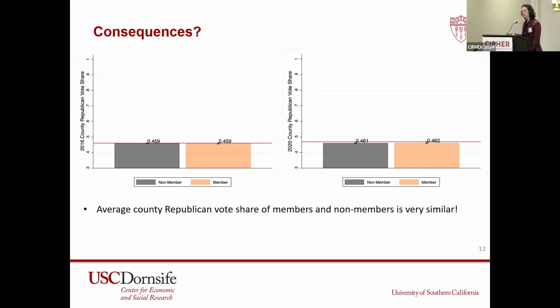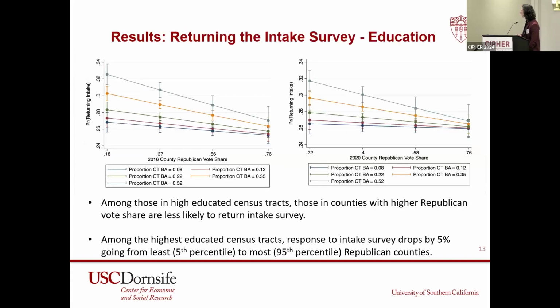But maybe we're recruiting different types of people in each of these counties, and in fact, when you run interactions with education, that is what you see. So in places with low county Republican vote share, each of these lines are the proportion of the census tract that has a bachelor's degree. And you can't really see the colors as well as I'd like, but in each of these, that very top bar is the most educated census tract, where over 50% of the population has a bachelor's degree.